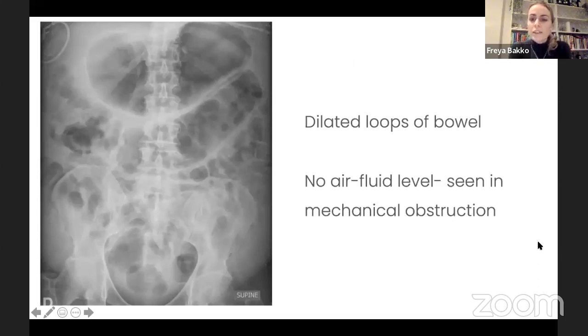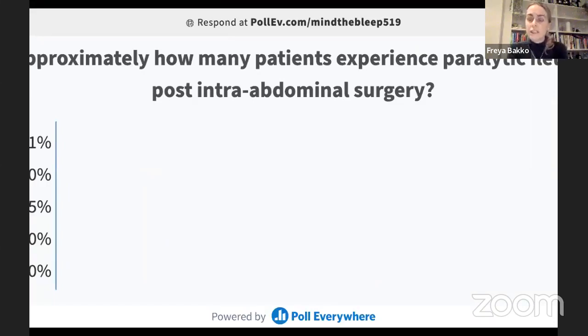So because he hasn't opened his bowels yet and he's in mild pain with abdominal distension, you want to do an abdominal X-ray. And this is the X-ray you obtain, and you can see dilated loops of bowel. However, what you don't see is air fluid levels, and this is seen in mechanical obstruction. So this is obviously obstruction, but it's functional and it's post-operative. So this is what we call post-operative or paralytic ileus. This is a very common post-operative complication.